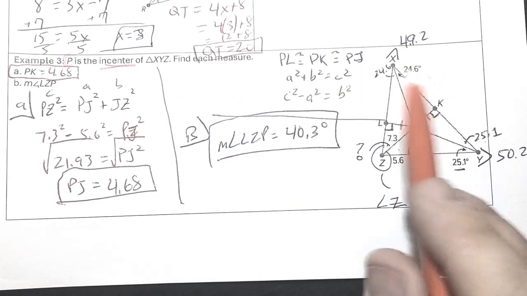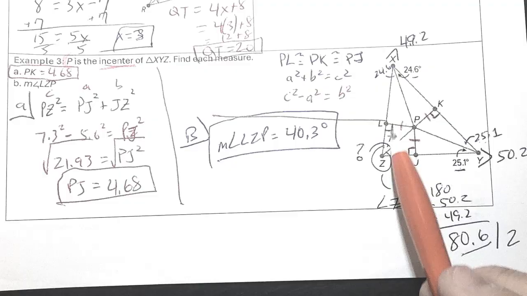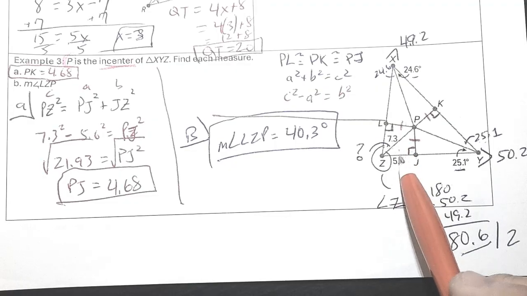So we just deconstructed this and made it a big triangle so we could find these two angles and split it in half. All right, flip it over.